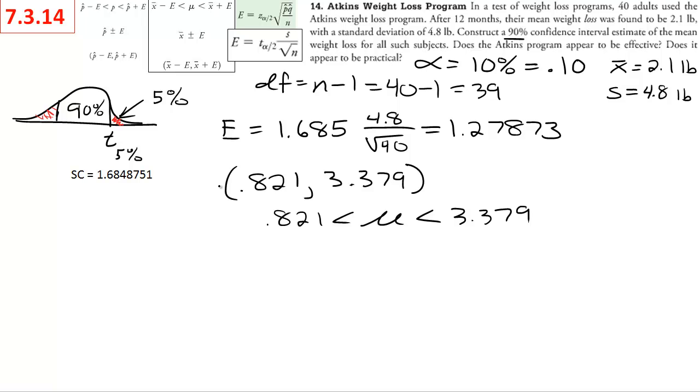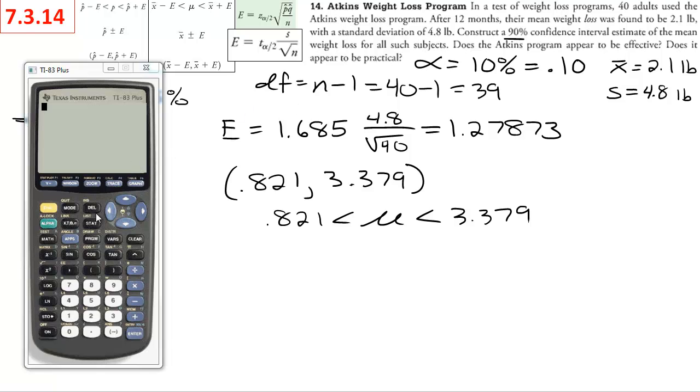You would probably expect to lose more than somewhere between less than 1 and less than 4 pounds in a year. Okay, so that's a great reminder that something can be statistically significant, which this one is. It's effective, but not necessarily practical, or significant in the real world. Okay, so that's how we do it by hand, very, very simple. Let's see how we do it with the TI calculator.